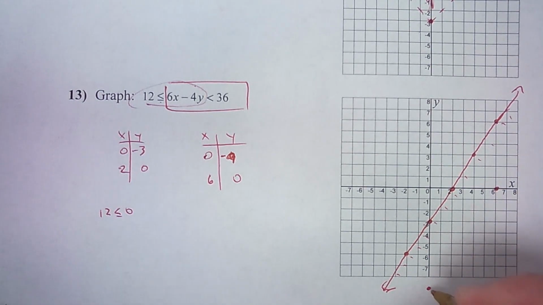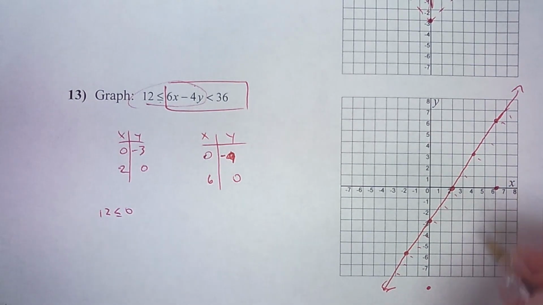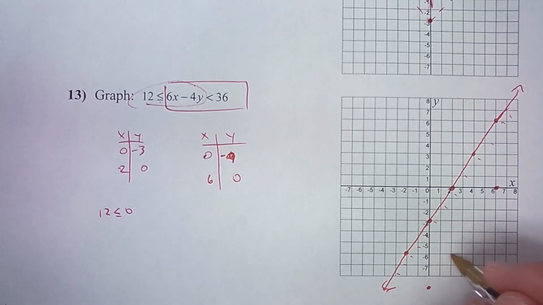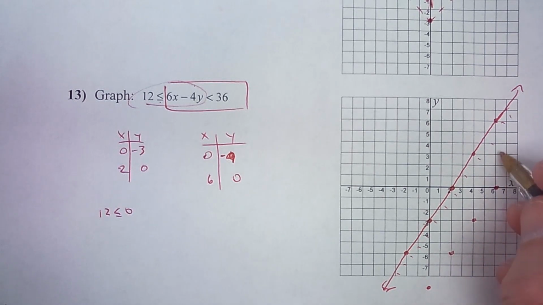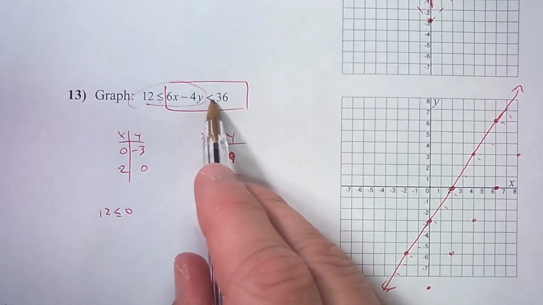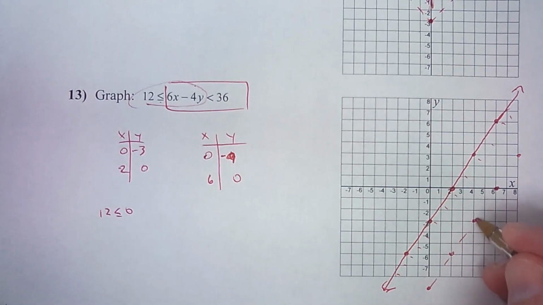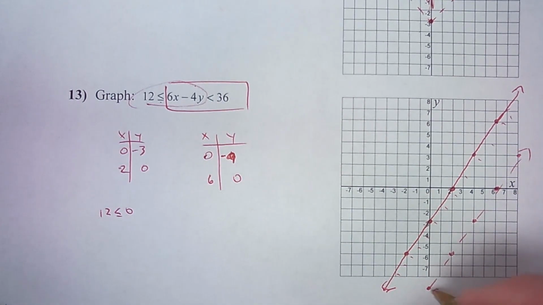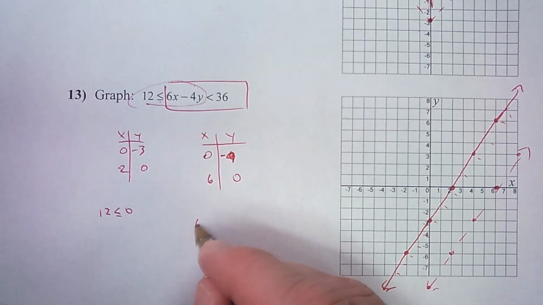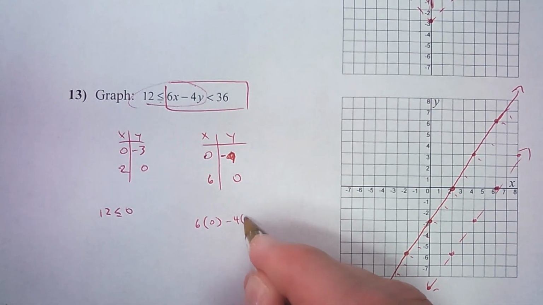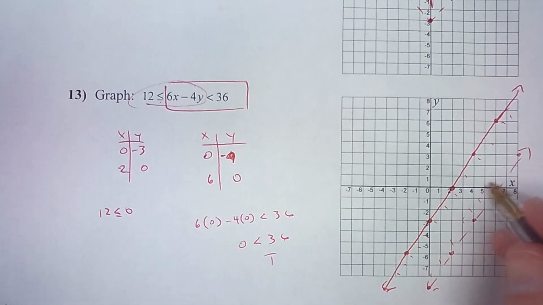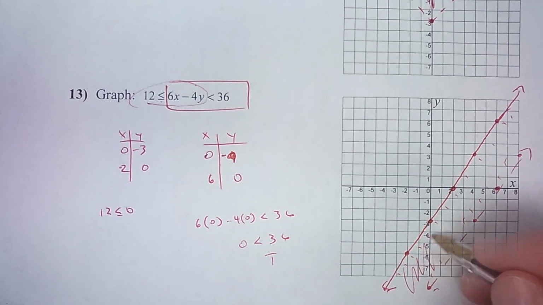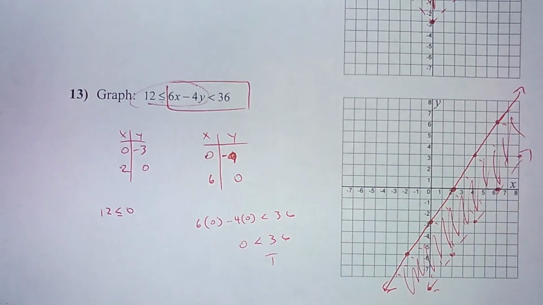So that's up 9, right 6, and that simplifies to up 3, right 2. And this is not underlined, so this will be dotted. And when I plug in the origin, 6 times 0 minus 4 times 0 is less than 36. 0 is less than 36 is true. This shades toward the origin, and what got shaded both times was between the two lines.